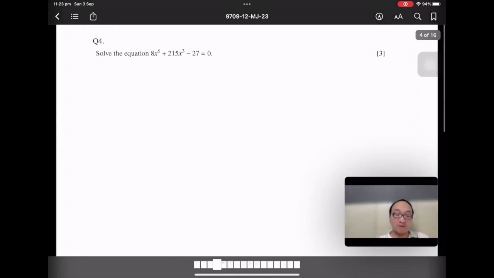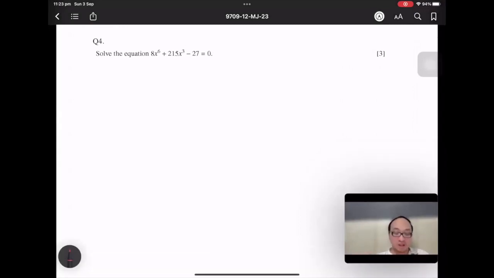Number 4, solve the equation 8x^6 + 215x^3 - 27 = 0. So I can replace x cubed in here with A. So I have 8A squared plus 215A minus 27 equals 0.